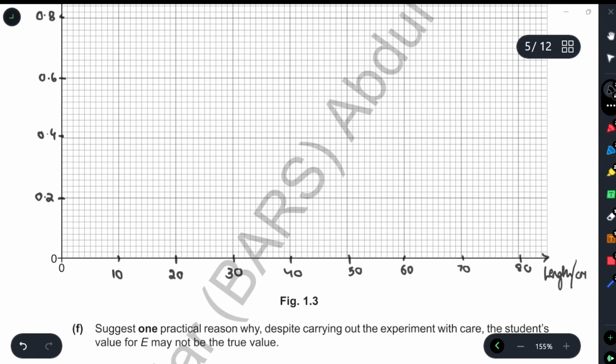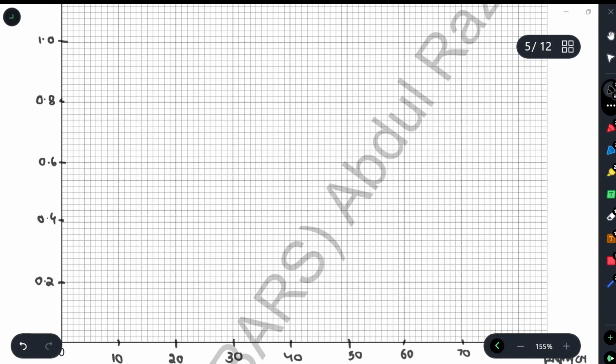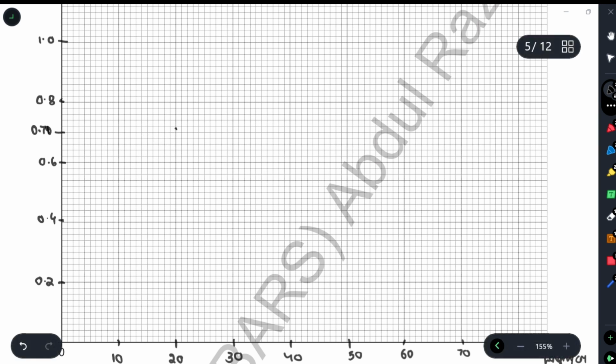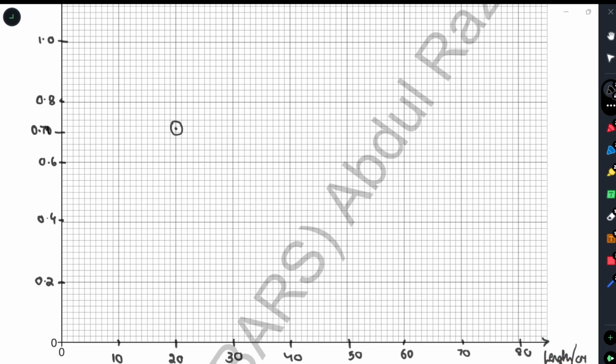So at 20 it's 0.7. Sorry, 0.7, my bad. The 0.71 would be somewhere in the middle, because above it is 0.72, then 0.74, then 0.76. Again, these 5 divisions would be 0.2 each. So if this right here is 0.7, the 0.71 will be here. Of course, what you need to do is circle your points. Once you plot a point, be sure to circle it.